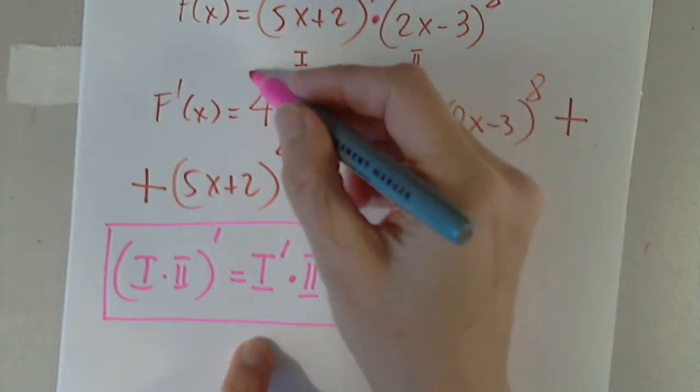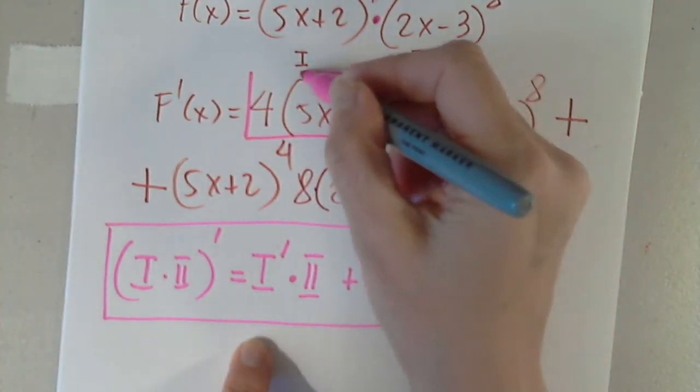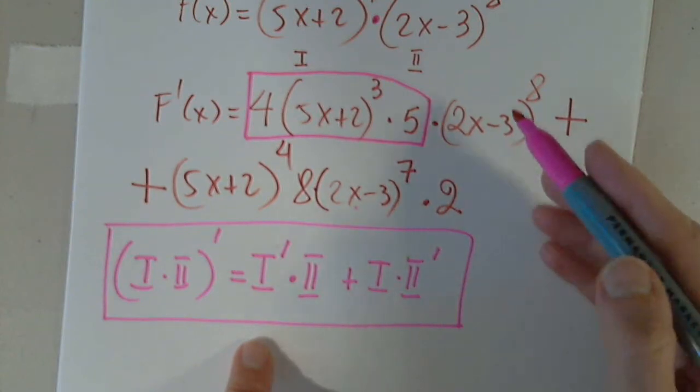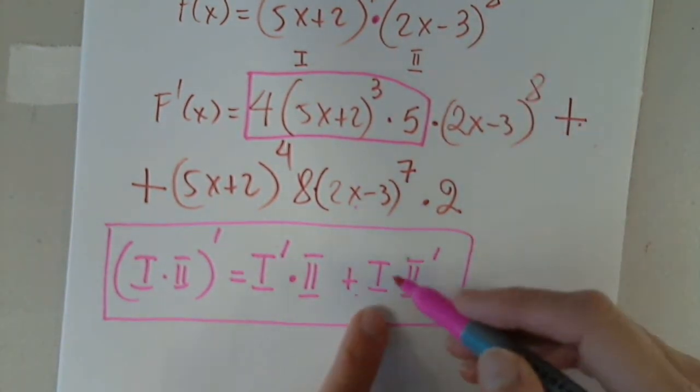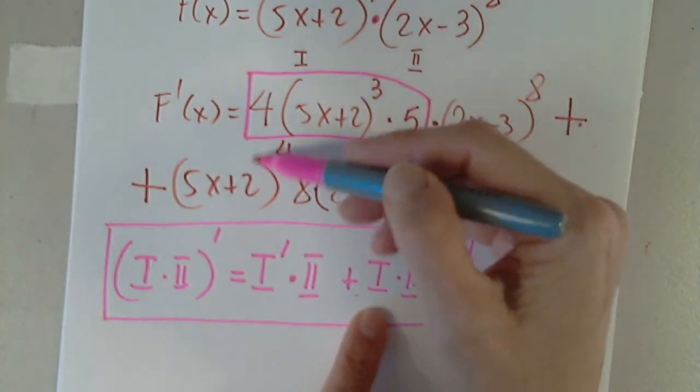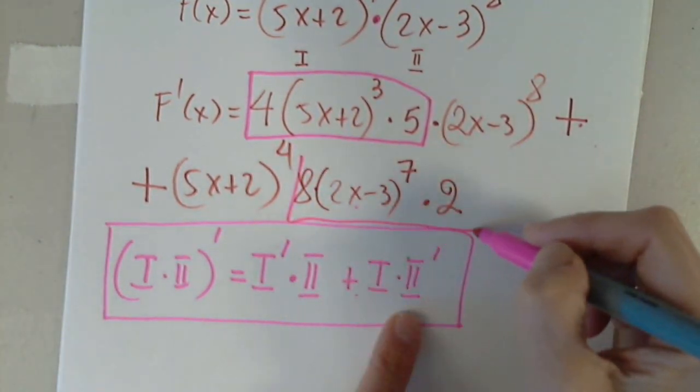So the y prime is this. The first function prime is this. And this is the second function. And then plus. The first function is this, and this is the second function prime.